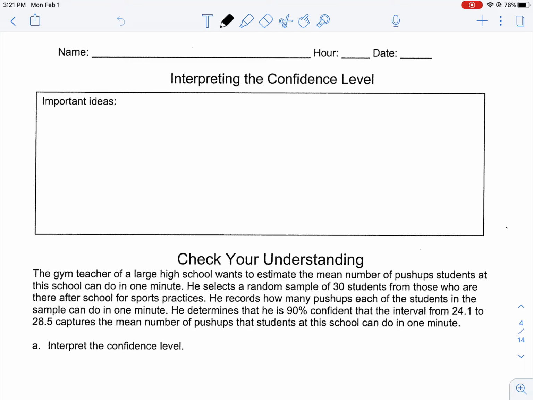Welcome back. Today we're going to talk about interpreting confidence level and what it means to have a confidence level for a given estimate of a certain parameter. We're going to divide this box into three parts. The first part is going to be a little bit bigger than the other two. And the first concept that we're going to talk about is interpreting confidence level.